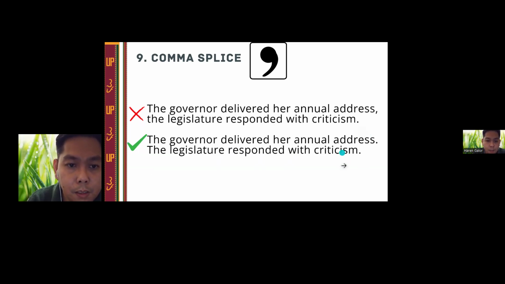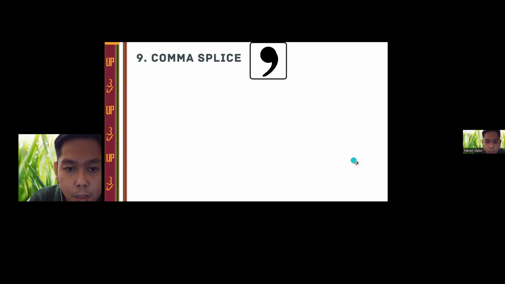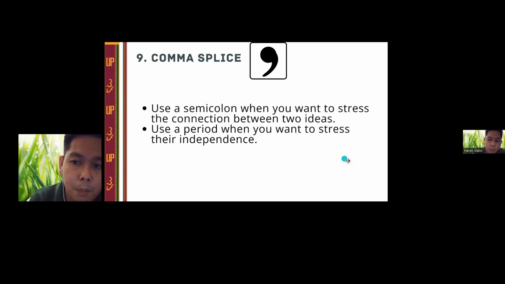Another example: the governor delivered her annual address. This is one independent clause. Then, comma, the legislature responded with criticism. Here, we can see that two independent clauses are connected with a comma, which is wrong and should have used a period. If you are confused about when to use a semicolon or a period, the tip is to use a semicolon when you want to stress the connection between two ideas, or use a period when you want to stress their independence.